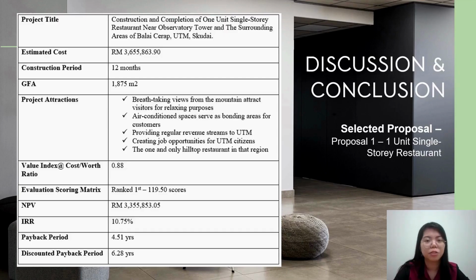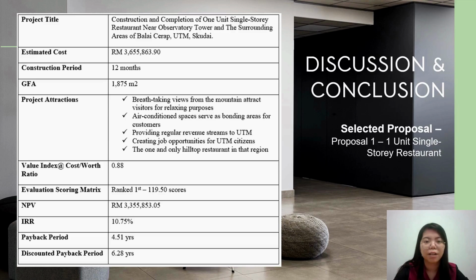Discussion and conclusion. At the end of the VM workshop, we select Proposal 1, 1-unit single-story restaurant. The estimated cost is within the client's budget, while the construction period is within the client's requirement. The greatest GFA indicates the optimal utilization of the land available. The special top hill location provides stunning bird's-eye views from the mountain that distinguish it from the surrounding restaurants, ensuring a steady revenue stream for UTM.